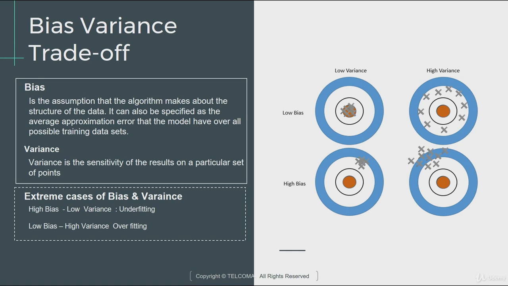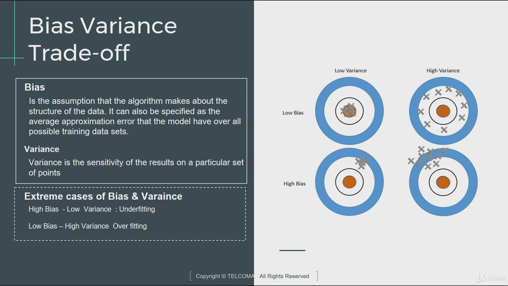Let's start with the simple terms. Bias is the assumption that an algorithm makes about the structure of the data. Now, these are not the formal definitions. I've tried to put forward the definitions in a more layman approach. If the algorithm makes a couple of assumptions about the structure of the data, it will fail to recognize the remaining patterns. It can be specified as the average approximation error that the model will have over all possible training data sets. Similarly, variance is the sensitivity of the results on a particular set of points.